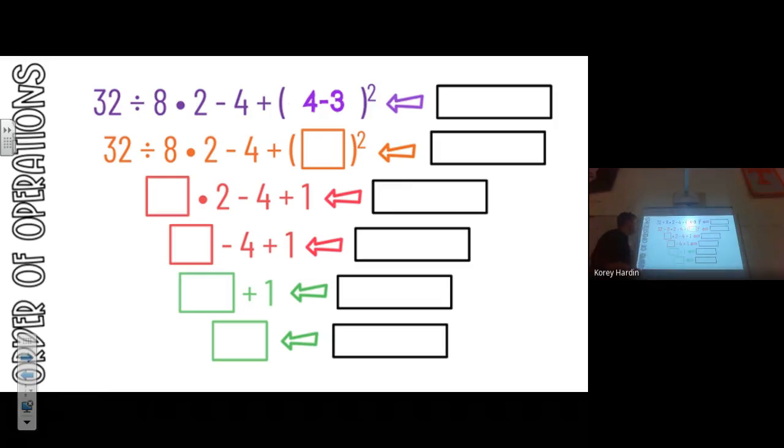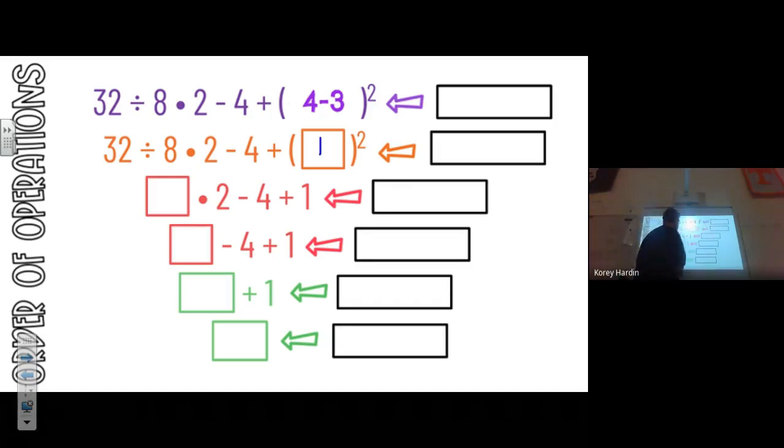That's our first step in PEMDAS. So I look at the parentheses. Anything in the parentheses, that's what I'm going to do first, okay? The first thing I have is 4 minus 3 in the parentheses, all right? So I'm going to work that out. 4 minus 3 is 1.